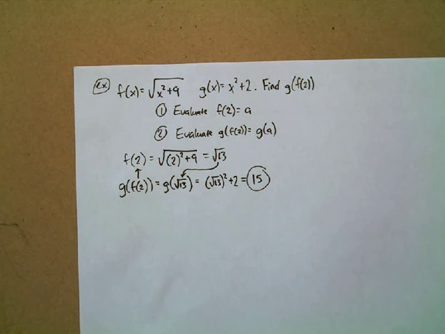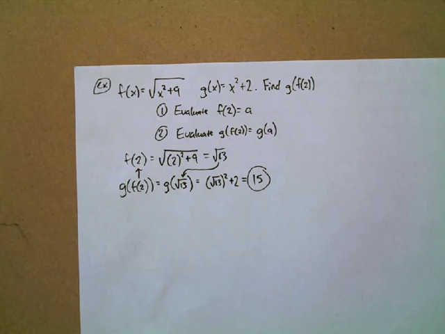The function does not have a plus or minus in front, so we don't have to worry about that plus or minus. We're just going to have the square root there. So it's just square root 13, and we get 15 as our final answer. Okay? Questions on any of that?